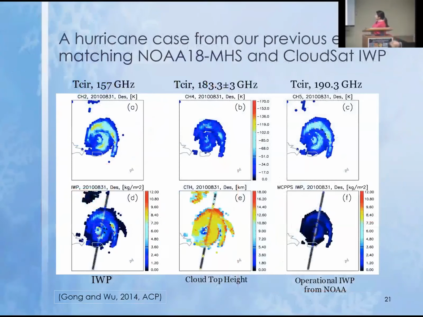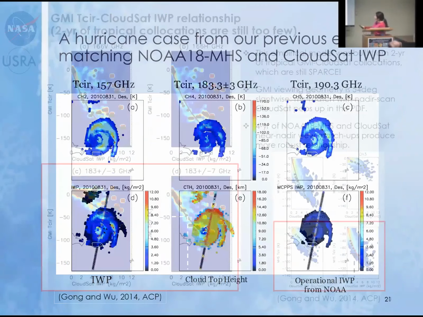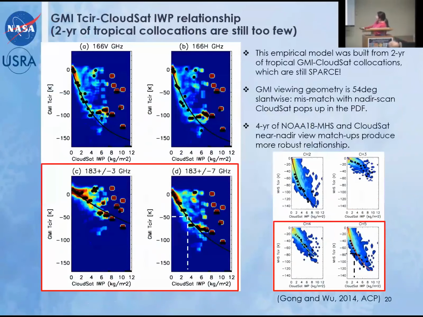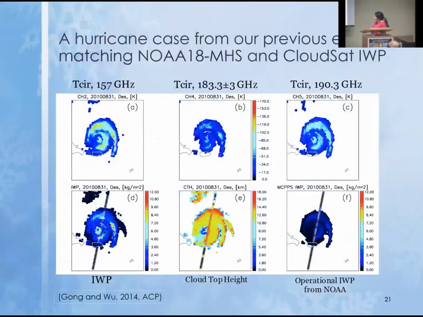So this is a hurricane case from our previous study using the NOAA MHS. This is all 3 high frequency microwave channels, what the TCIR looks like, and this is our retrieved ice water path. For the retrieval, we use the optimal estimation method since we have 4 channels and only need to retrieve 1 variable, so the error bar is pretty small. And this is the CloudSat overlay on it, and you can barely see any difference inside the hurricane. That means it's good. We match very, very well with CloudSat in this single case.